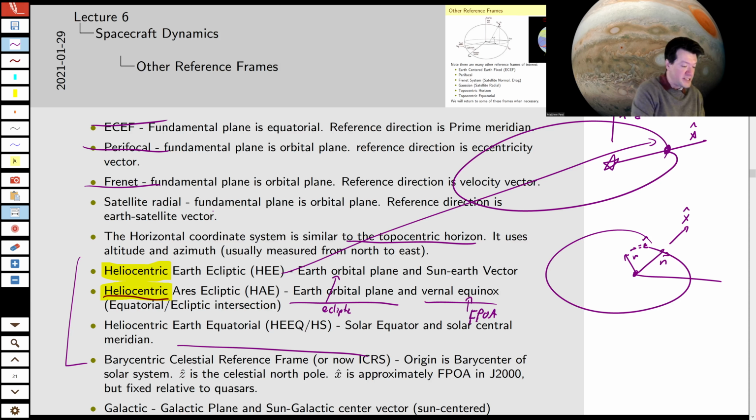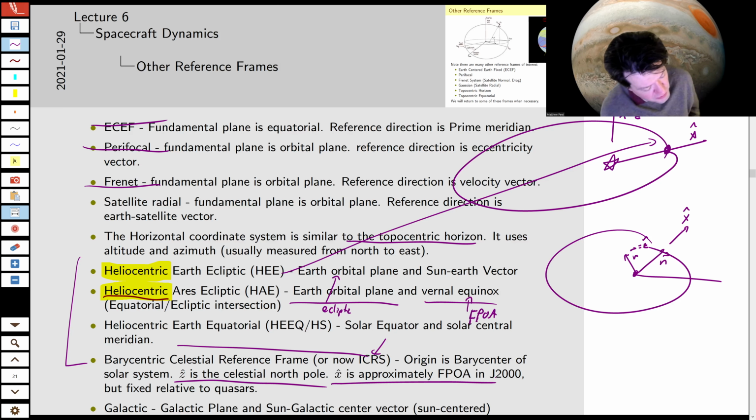A barycentric. This is actually closest to the one that people use most often now. So the origin is the barycenter of the solar system, so not just the Earth, but the barycenter, which is actually invariant as opposed to the Sun, which actually moves a little bit. The z hat is the north celestial pole, and again, the x hat is approximately the first point of Aries.